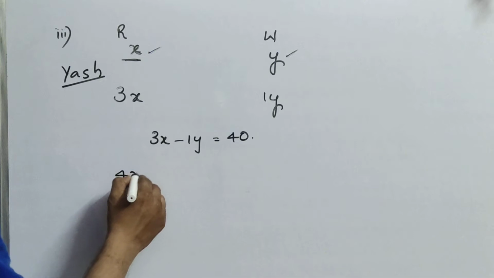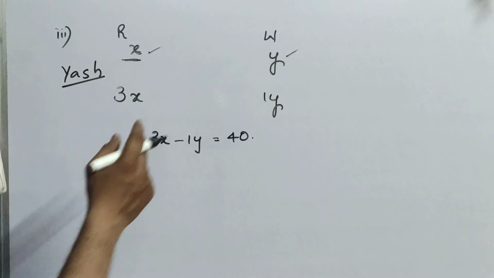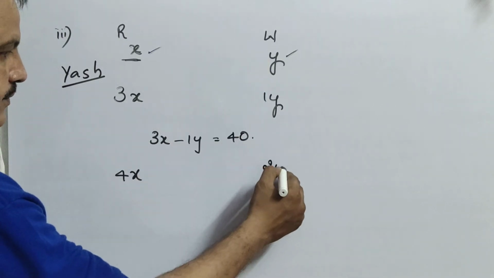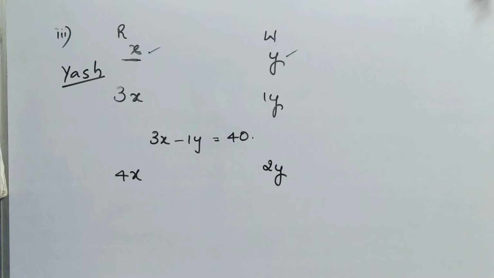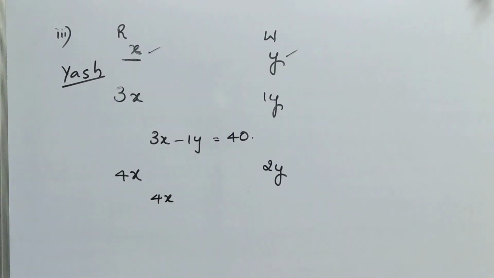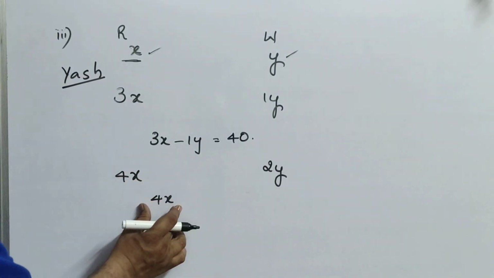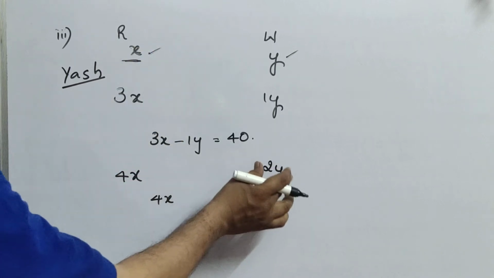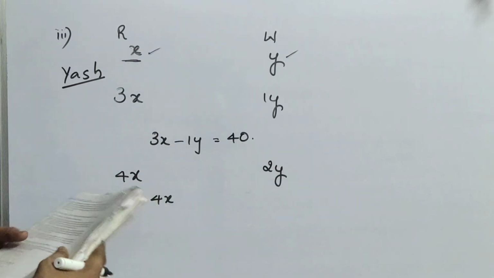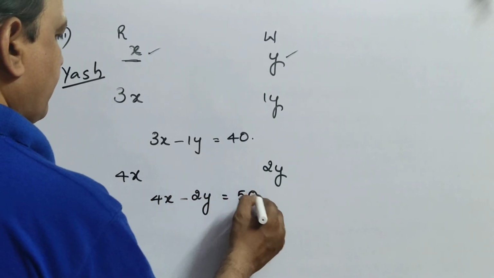That means 4x. And 2 marks have been deducted for each incorrect answer. Incorrect means wrong answer, 2y. That means Ish would have scored 50 marks. Total together, 4x minus 2y or plus 2y? Always minus only. Why? Because when you subtract the wrong answer marks from the right answer marks, you get the total, which for this girl is 50. So 4x minus 2y equals 50 marks.